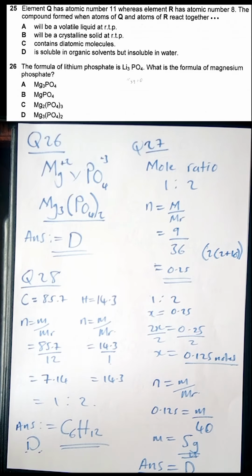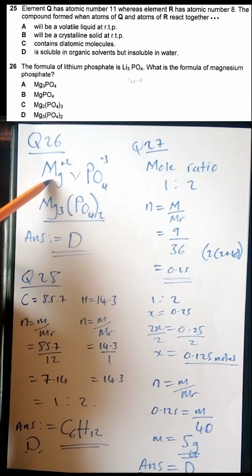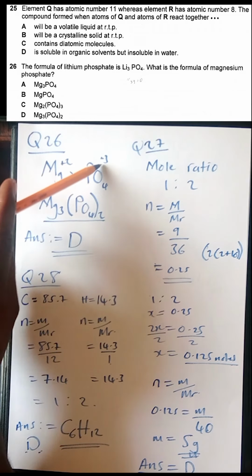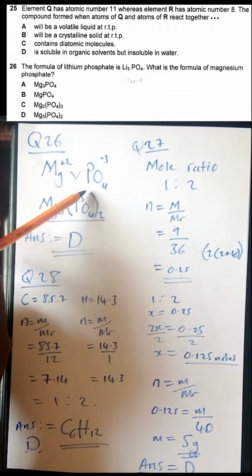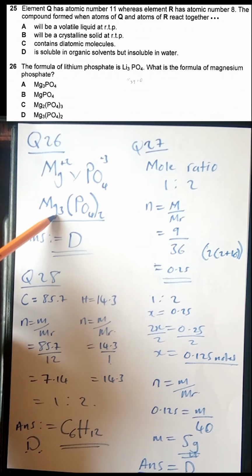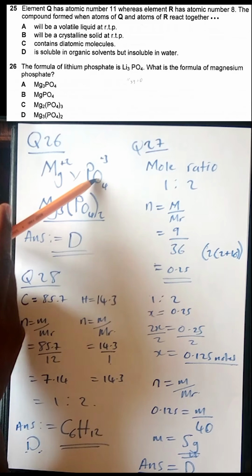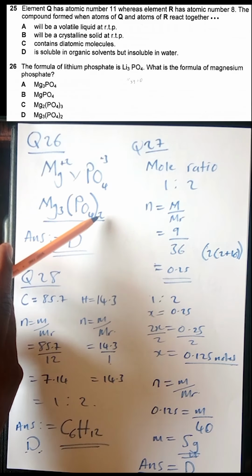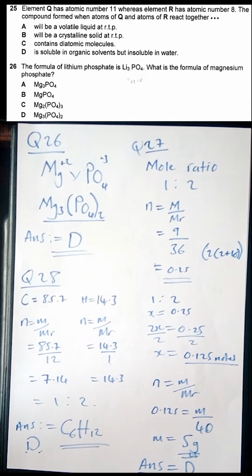Question number 26, the formula for lithium phosphate is given. What is the formula for magnesium phosphate? So for magnesium phosphate, the valence of magnesium is 2, and the valence of phosphate is 3. They will interchange. Magnesium will have a subscript 3, then phosphate will have a subscript 2 with brackets. And this formula is found on option D, so that's the answer.